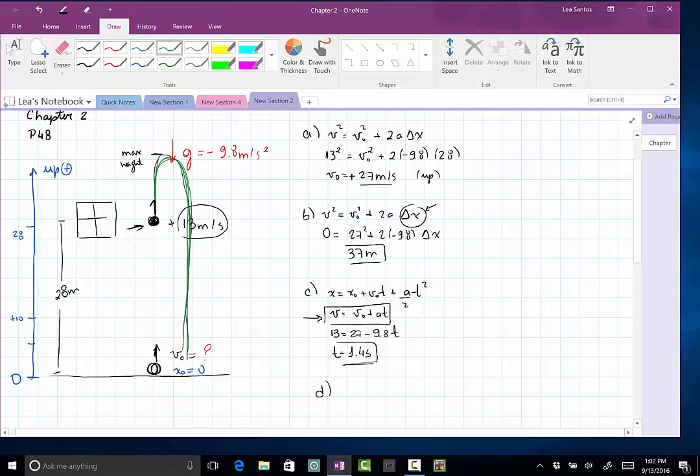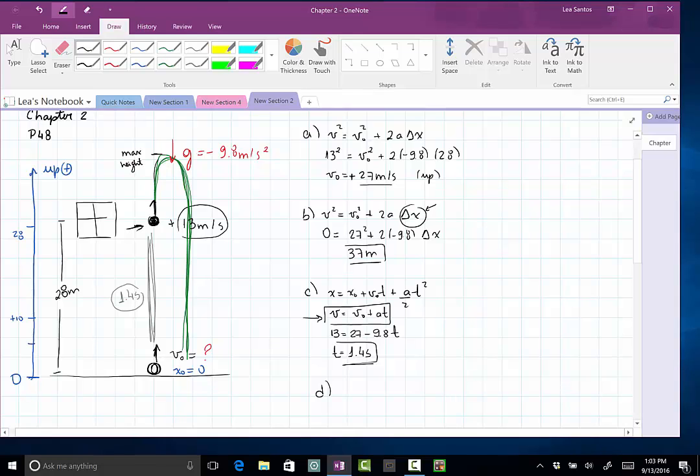One way to do that is to find the time for this whole motion from the ground back to the ground, and then subtract from this value the time that it took to go up here. I know that from the ground to the window, it took 1.4 seconds. So if I know the time for the whole motion from ground back to ground, and I subtract 1.4, then I will get the time for the green motion from window back to the ground. Okay, so this is one alternative. There are others. This is the one I'm going to use.